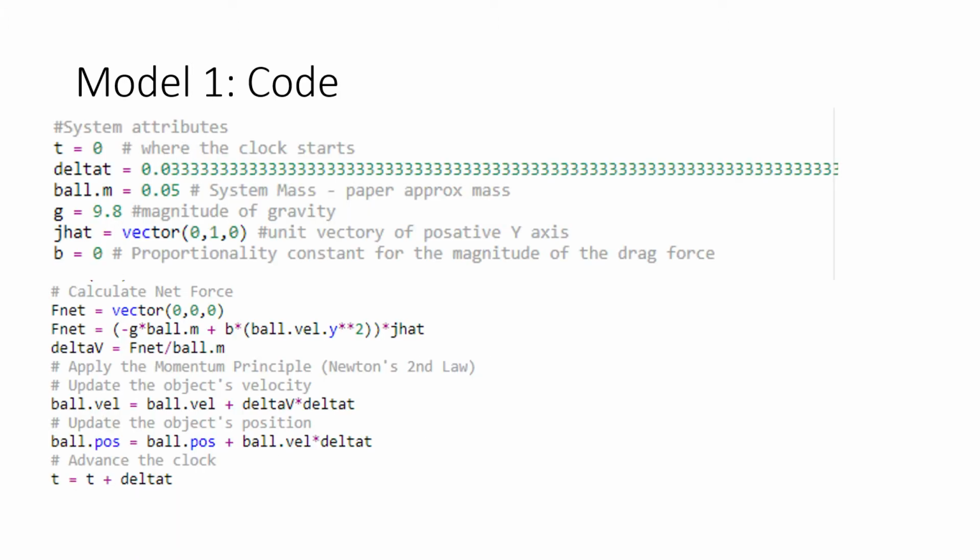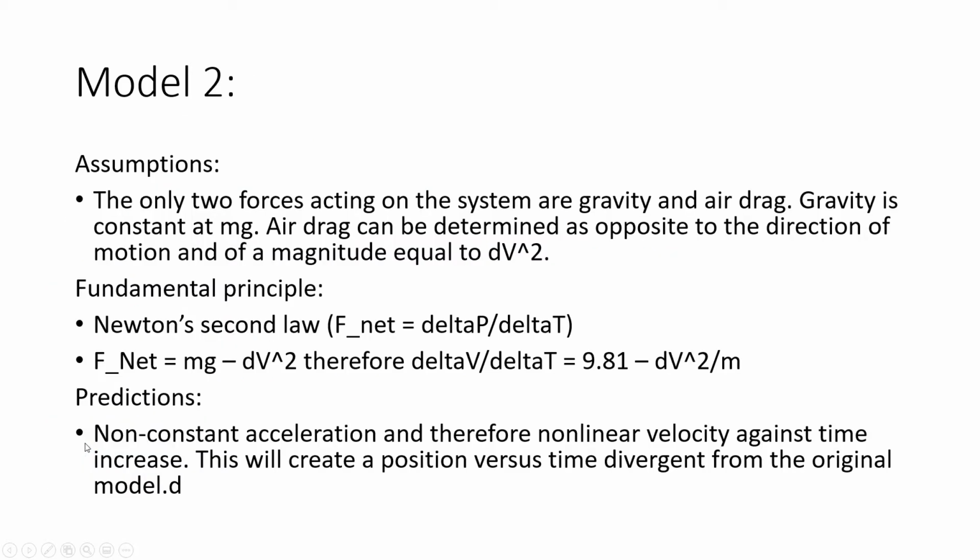To code this model was quite straightforward, since we can ignore the air resistance part of my code. All that was important was to set delta t to the frame rate, set m to the approximate mass of what I'm dropping, set g to our gravitational constant, and then apply Newton's second law as we see here, which I've already explained.